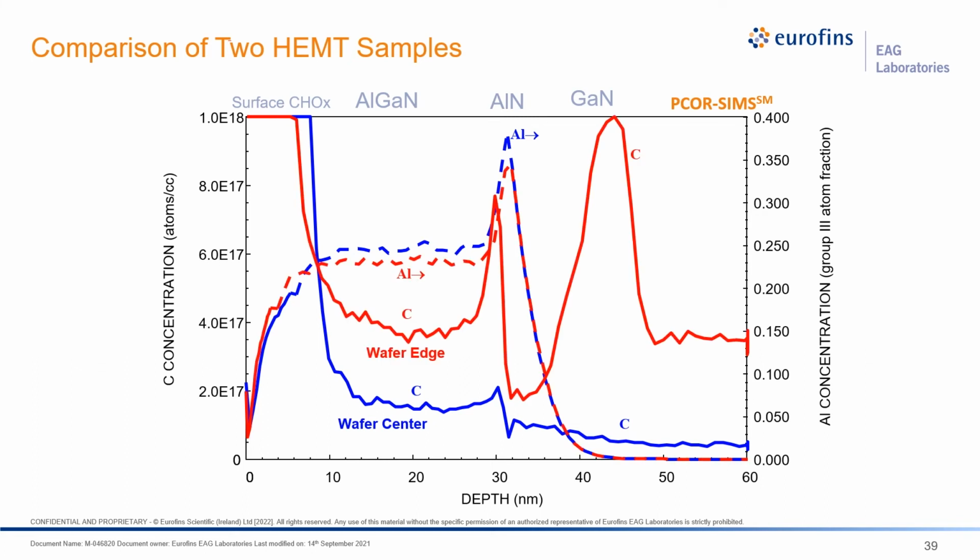30 or 40 nanometers. And you can see that between the wafer edge and wafer center, there's a factor of 2 difference in carbon contamination. On top of that, for whatever the reason, the wafer edge has this carbon spike at the aluminum nitride AlGaN interface and right below the 2DEG region, which basically will be a killer. So these are all good semiconductor and conducting materials.